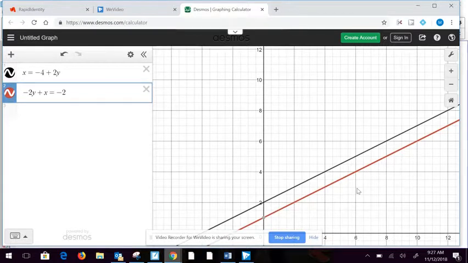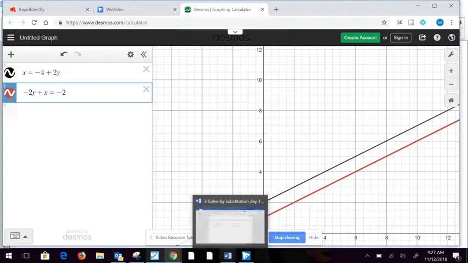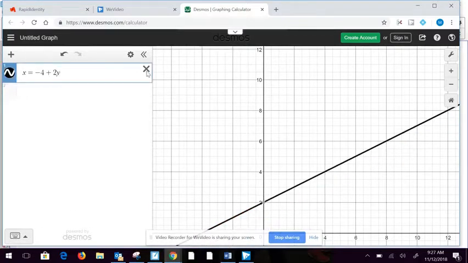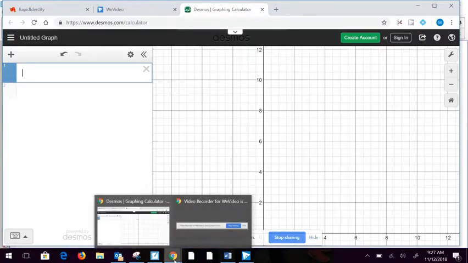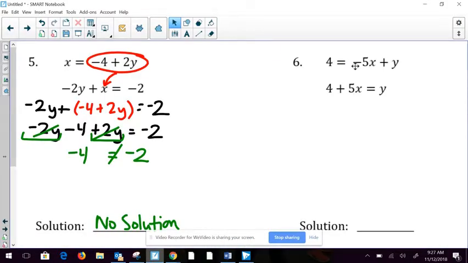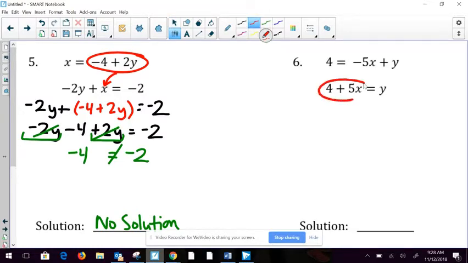All right, so let's go ahead and look at our final problem. Again, this one's going to seem pretty special to you. All right, number 6, we have 4 is equal to negative 5x plus y, and we also have 4 plus 5x is equal to y. If we look at our top equation, we have no variable by itself. So we're going to look at our second equation. Our second equation already has y by itself, so we're going to take what y is and we're going to put it in place of y in our second equation.